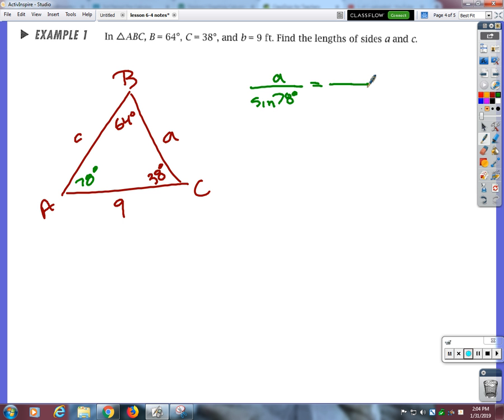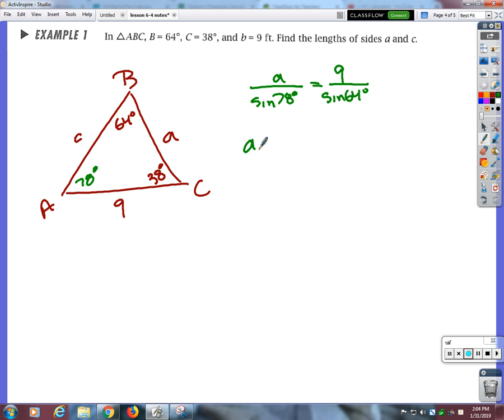Then that would equal, what is a side and an angle across from it that we know? I don't know, but you just said C and 38. I need two numbers. Yeah, 9 and 64, so that's equal to 9 because I can only have one variable in there for me to be able to solve it. Okay? So a divided by the sine of 78 equals 9 divided by the sine of 64. You just cross multiply and divide, okay?